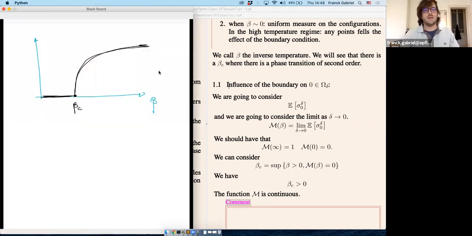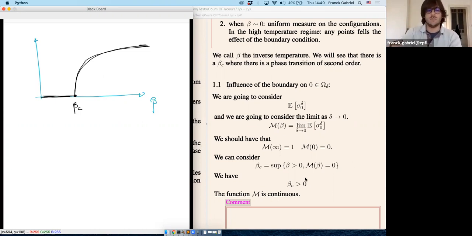Okay, voilà. So this is how the magnetization looks like. It's equal to 0 until beta C, and then after it will grow, and then it will converge to 1. Now, what is even more interesting is that when delta goes to 0, when you are before beta C, you will converge to 0 exponentially fast. So the expectation of the spin will converge exponentially fast to 0. When you are strictly bigger than beta C, you also will have extremely fast convergence to m beta.